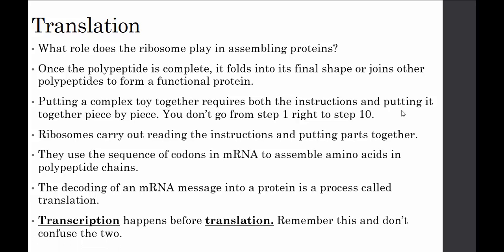Now, transcription happens before translation. Remember this and don't confuse the two. So mRNA makes a copy of the DNA. That is transcription. What they do is they decode that mRNA by tRNA, and that is translation. So transcription happens, mRNA makes a copy of DNA. tRNA comes in and will translate the mRNA message into a protein, and that is translation.